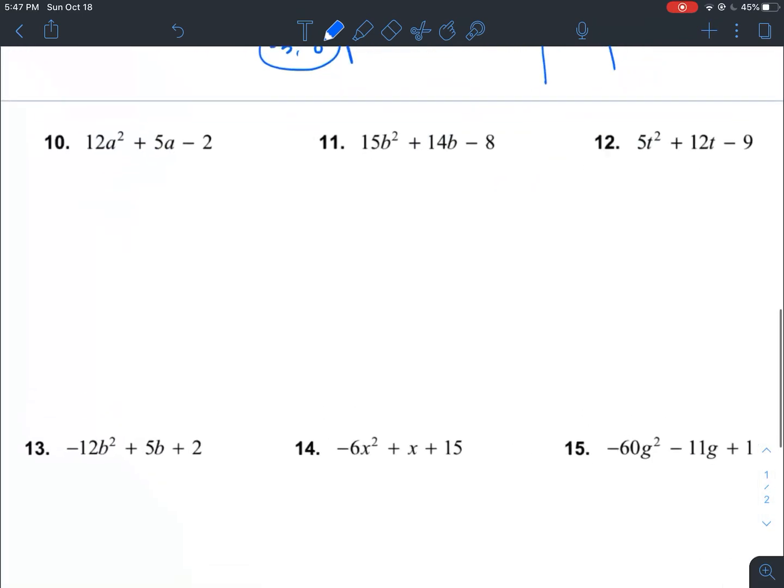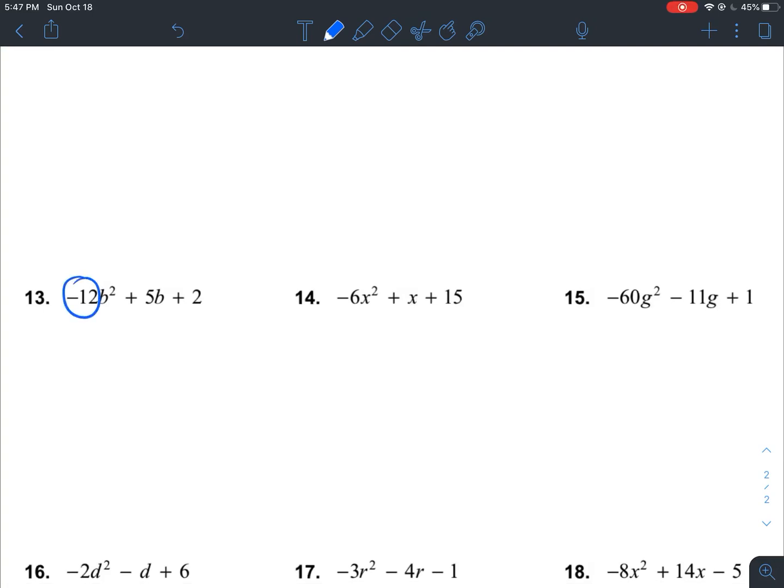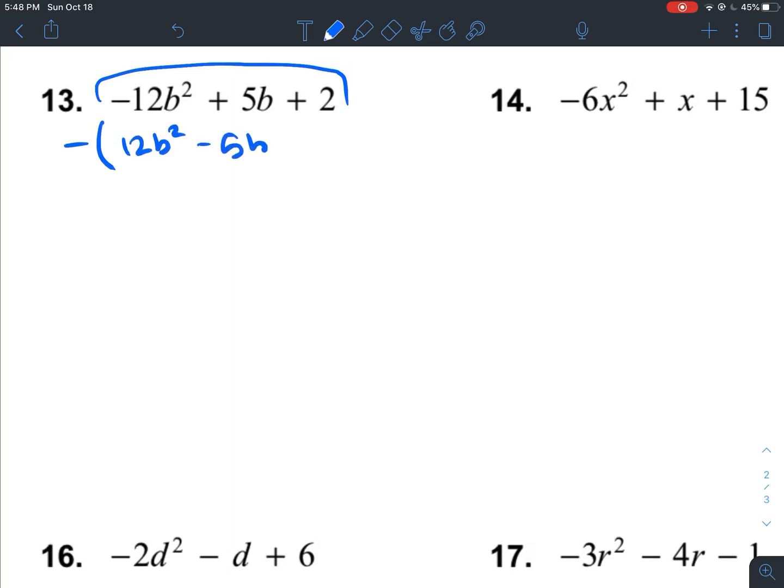So let's try actually doing number 13 right here. Because notice here that we have a negative 12 now. So a is negative, and we don't want a to be negative. So what we do is we can factor out the negative first. If you factor out the negative, that changes the signs of everything inside. So now this is going to be 12b squared minus 5b minus 2. Okay. Now proceed as you normally would. So if you see a negative out here, factor it out first.